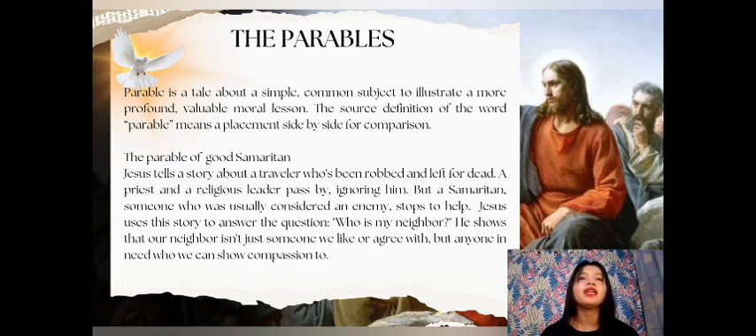The parable of the Good Samaritan is all about a traveler who is robbed and left for dead. A priest and a religious leader just passed by, ignoring the robbed traveler. But a Samaritan, someone usually considered an enemy, stopped to help. This parable teaches us that our neighbor isn't just someone we like, but someone in need who can show compassion to us. It teaches us that helping is a choice. Your good intention is what matters the most.